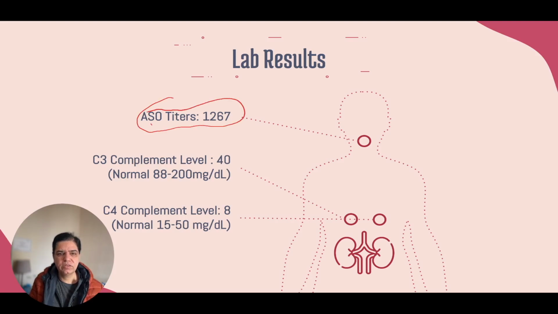Anti-streptolysin O titers were 1200. Normally they should be less than 250, or some labs use the cutoff level of 200 as well. But here, as you see, it's very, very high. So this means that he has a streptococcal infection.